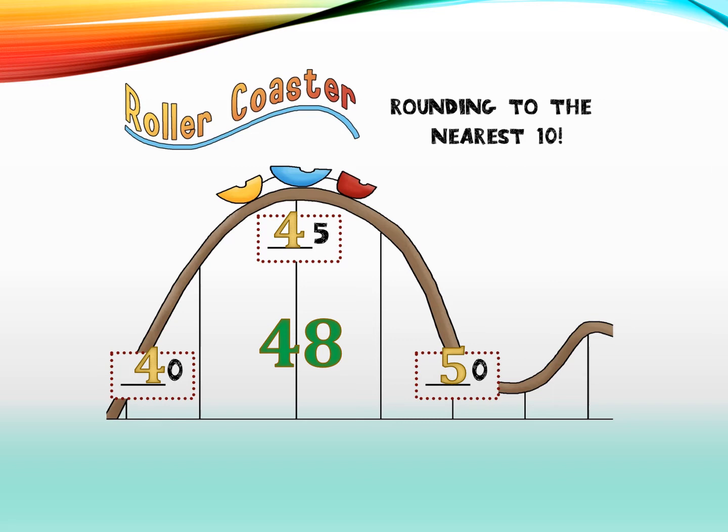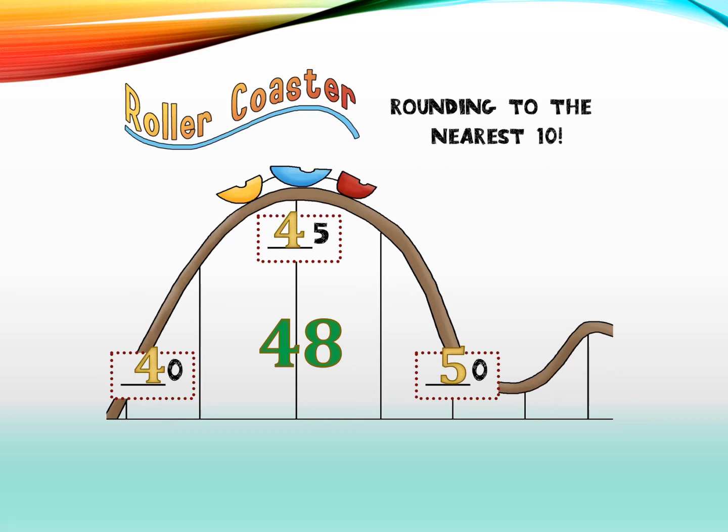So 4 becomes 5, and the number on the right will become 0. So the approximation of 45 will be 50. And as we said before, if we have 5 in units, it will go to the highest number. So 45 is between 40 and 50, so it will go to 50.